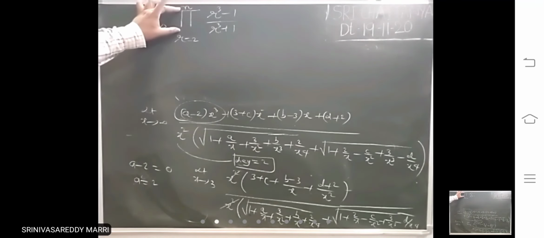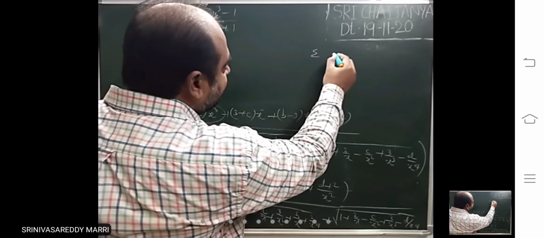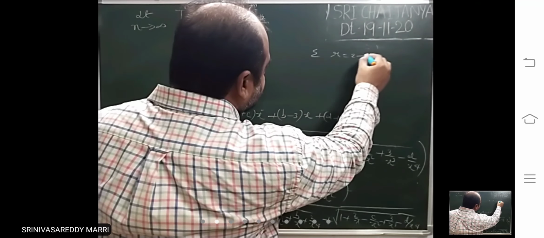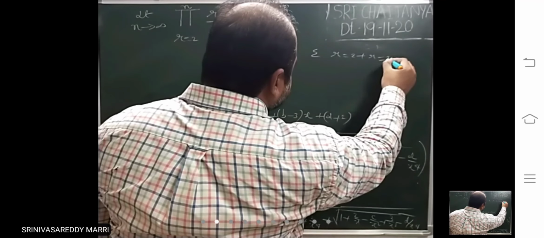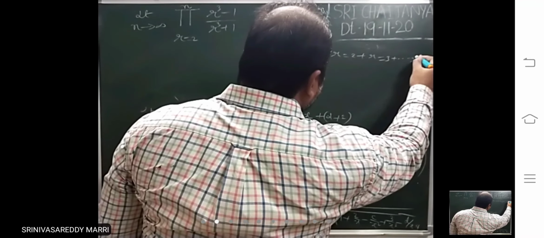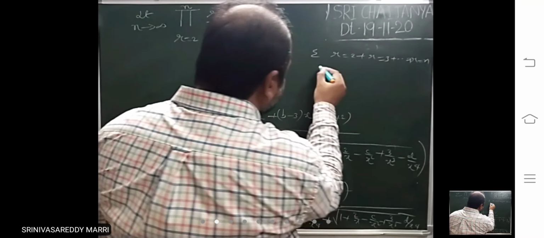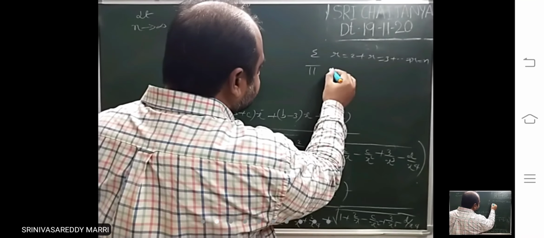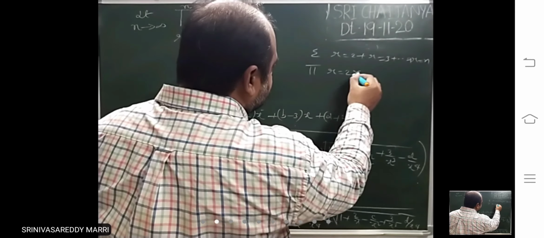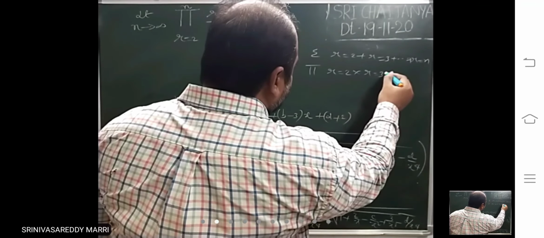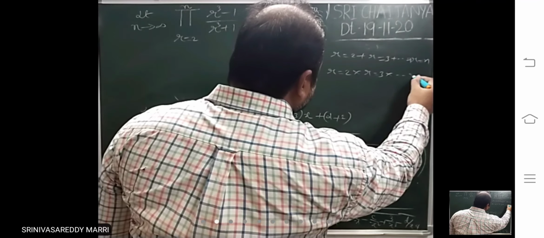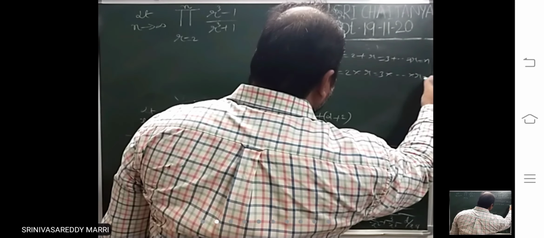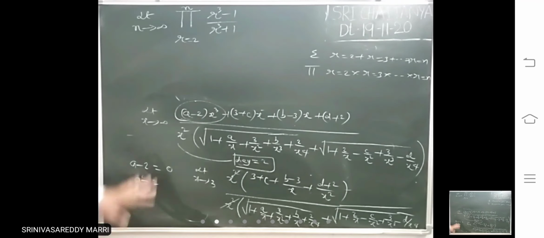Sigma means what we will do: r equal to 2 plus r equal to 3 plus, and so on, plus r equal to n. This pi symbol means r equal to 2 into r equal to 3 into, and so on. Into means pi, product.